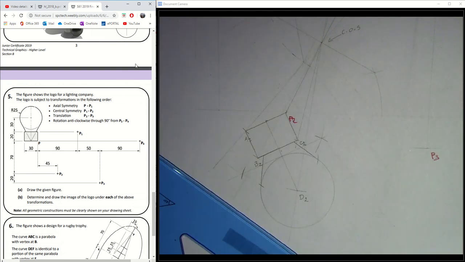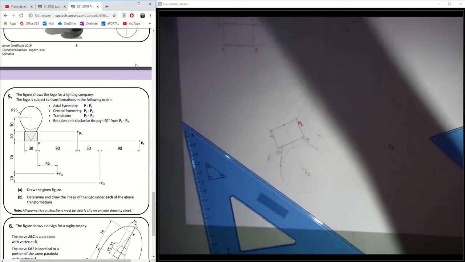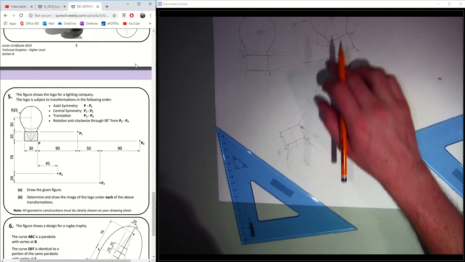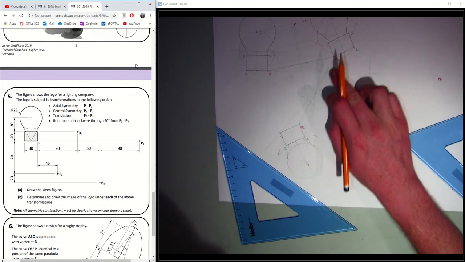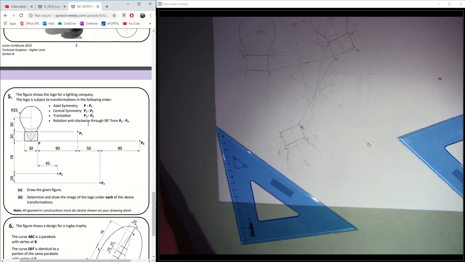So now that gets me my logo. True central symmetry from the point P1 to P2. The next step, from P2 to P3, we'd carry out a translation.